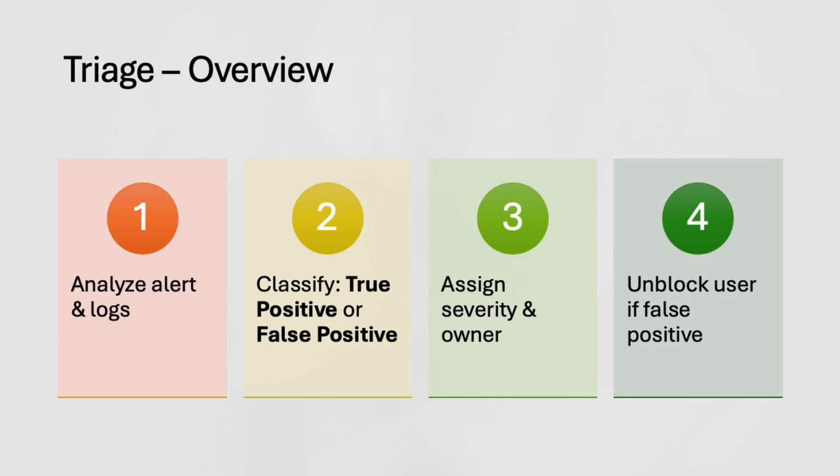In triage, we first analyze the alerts and logs, whatever has been detected. Then we classify whether it's a true positive or a false positive. If we find anything that is a true positive and important, with high severity, we can assign it as per the severity to the owners or the SOC team so they can do further investigation. And unblock the user if it is a false positive, if any alert got detected which is not required and not impacting. In that case, do not block the user, unblock the user and let him continue his job.